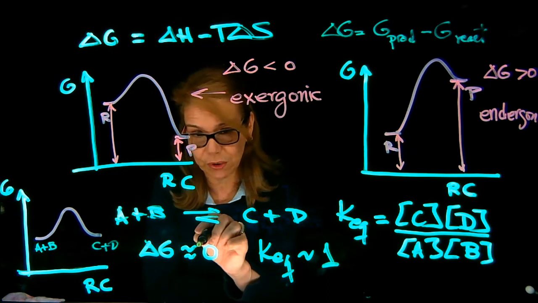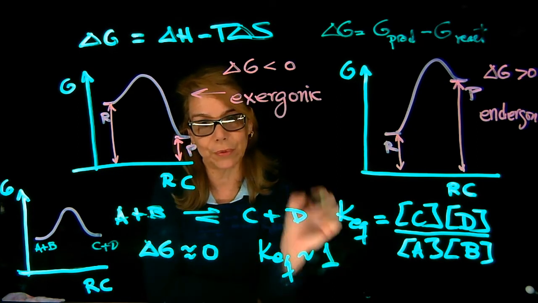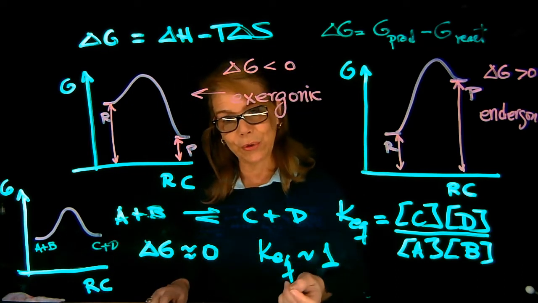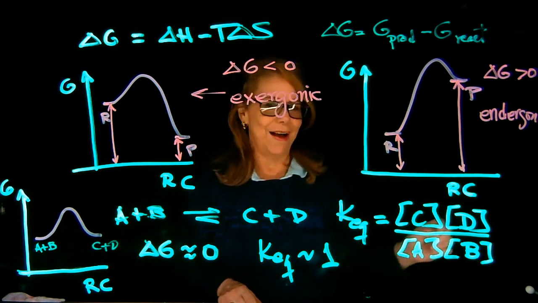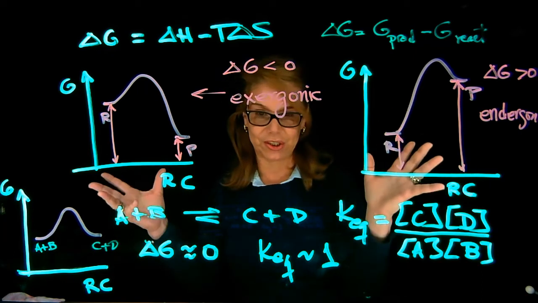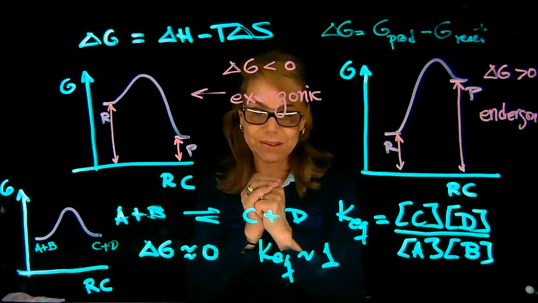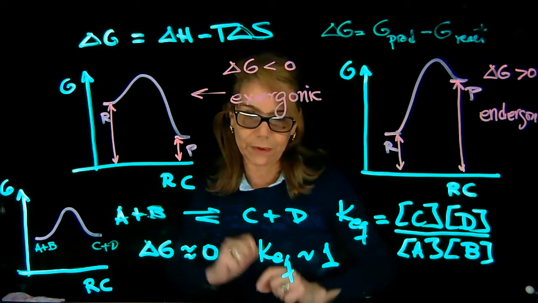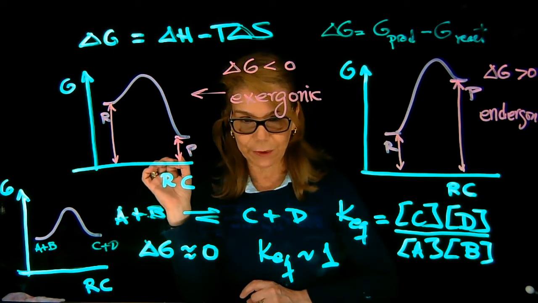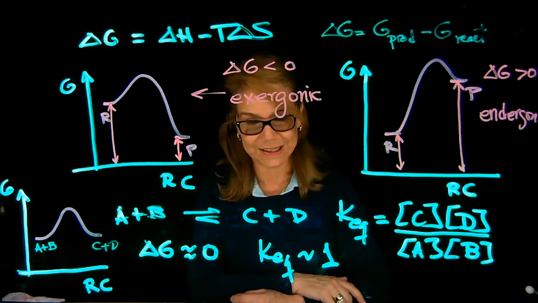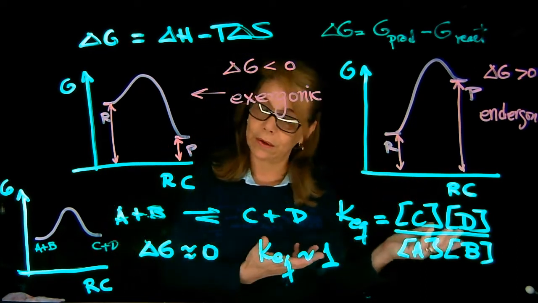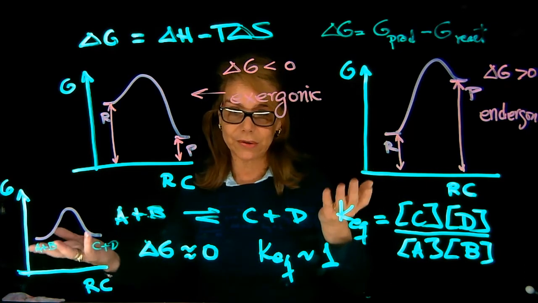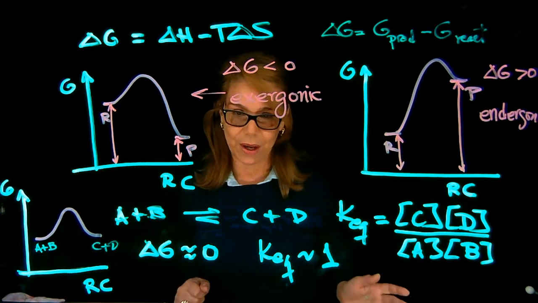So if we don't have a change in Gibbs free energy, then the equilibrium constant is 1. We're going to be looking at more numbers relating the change in Gibbs free energy, in the cases of exergonic and endergonic reactions, to the equilibrium constant. But here we have a reference: a 0 change in Gibbs free energy, and the equilibrium constant is 1. So it's neither product favored nor reactant favored. It's just equilibrium, and we have about equal concentrations of reactants and products at equilibrium.